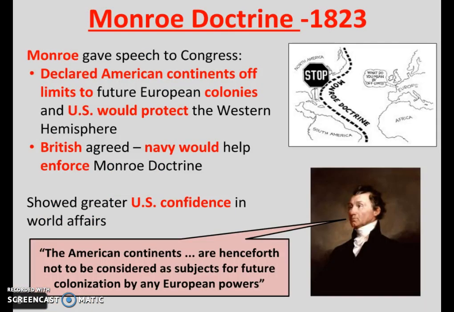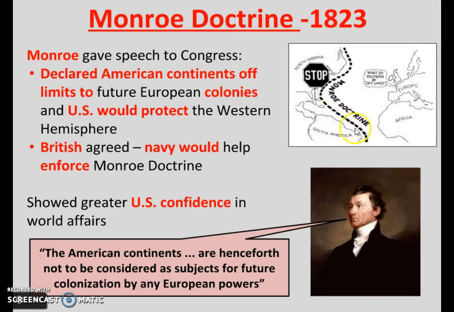So the solution here is the Monroe Doctrine of 1823. In his State of the Union address to Congress, Monroe gives a speech in which he says that the American continents, meaning North and South America and also the Caribbean, are off limits to future European colonies, and that the U.S. would protect the Western Hemisphere of the world.